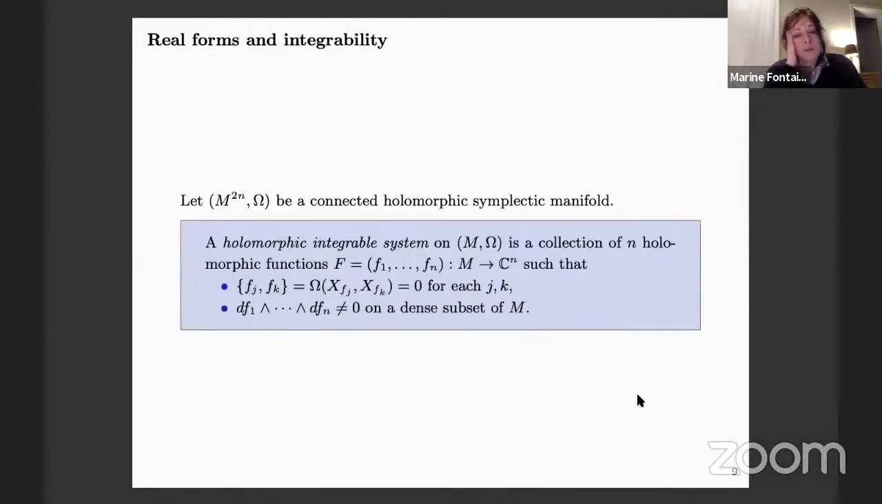And what happens if we now suppose that we are working with an integrable system? So how do we define a holomorphic integrable system? Well, we define it the same way as for a real system. It's a collection of n holomorphic functions on M that Poisson commute for the holomorphic Poisson bracket, and whose differentials are linearly independent almost everywhere on M. A real integrable system is exactly the same. You just replace the F_i with smooth functions, and here it will be R^n.